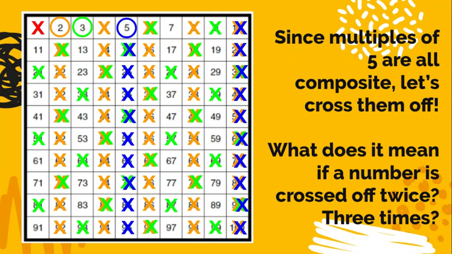Thinking again, I'm running into some that haven't been crossed off at all, some that have been crossed off once, and some that have been crossed off three times now. So, what does it mean if a number has been crossed off twice or three times?